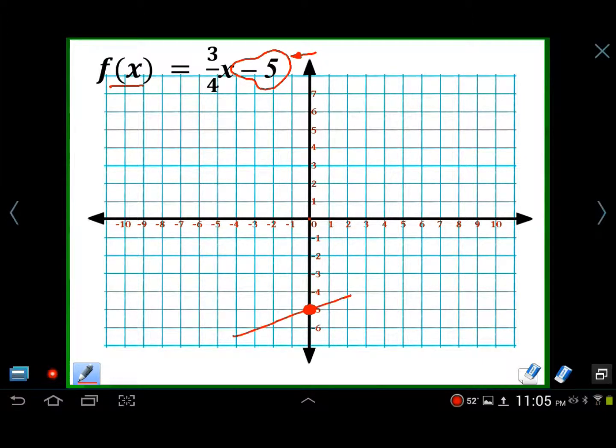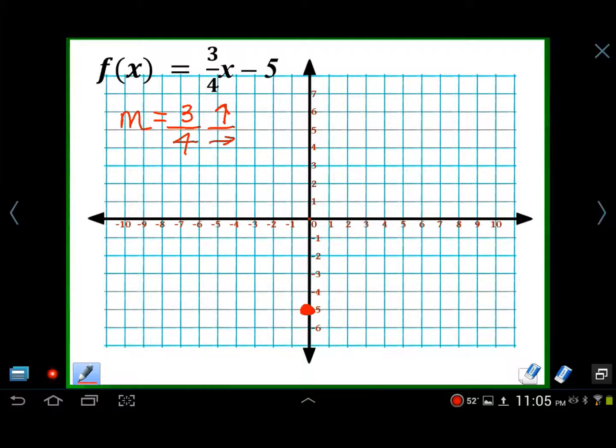So it might look like that, it might look like this, it might look like that. I was just kind of making that up, but that's what it's going to look like. So our y-intercept is right there. We know our line will go through negative 5 on the y-axis. Our slope is 3/4. What does that mean? That means go up 3, right 4.